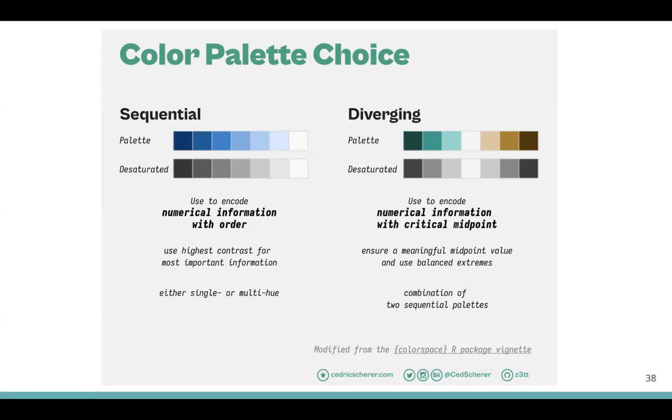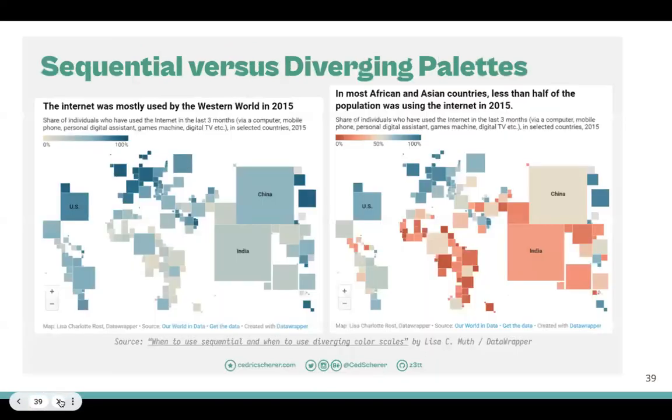In a sequential scale, that midpoint is not that important, and you want to show the contrast a bit more. And you can go into the R package for this color space for more details about this. So just an example of how the same visualization can look different based on different color palettes, these sequential versus diverging.